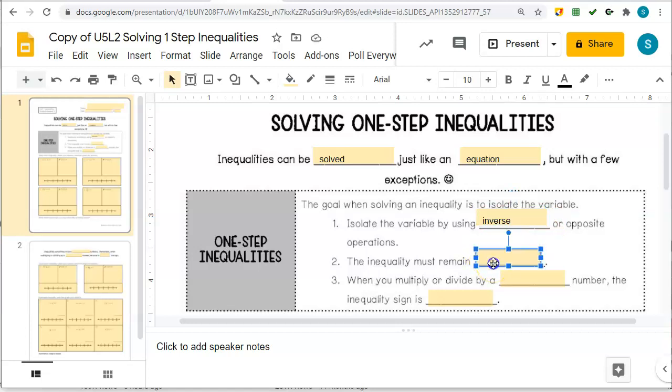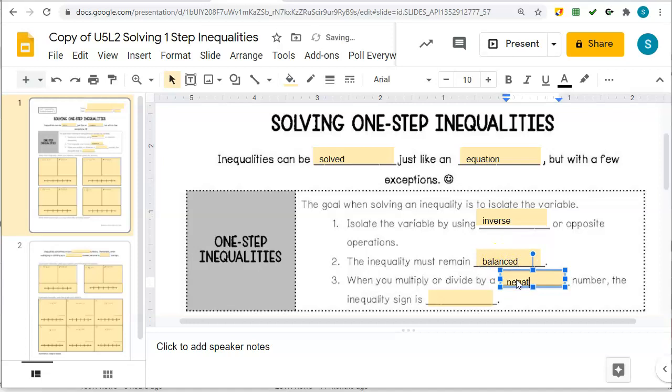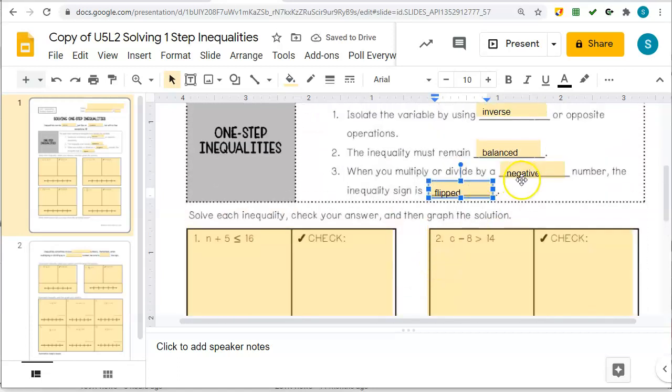The inequality must remain balanced. That means we must do the same thing to both sides. And when you multiply or divide by a negative number, the inequality sign is flipped or reversed. Alright? Let's take an example of that to start with.